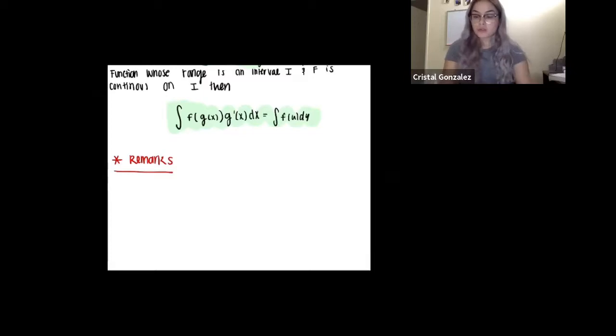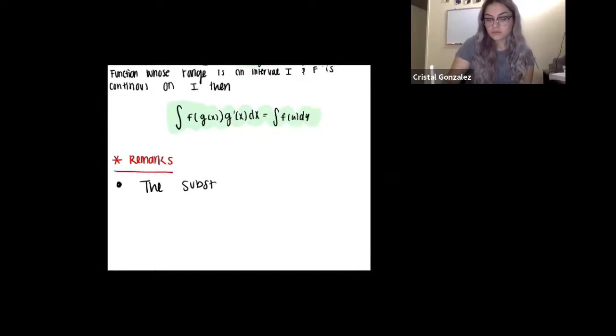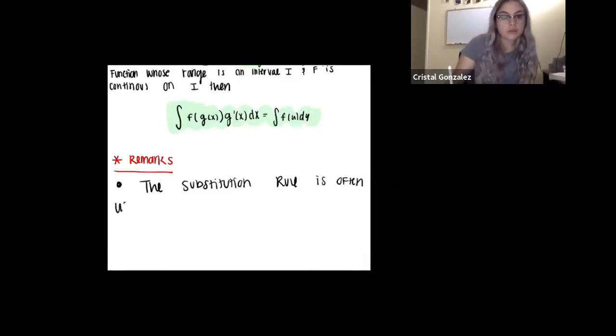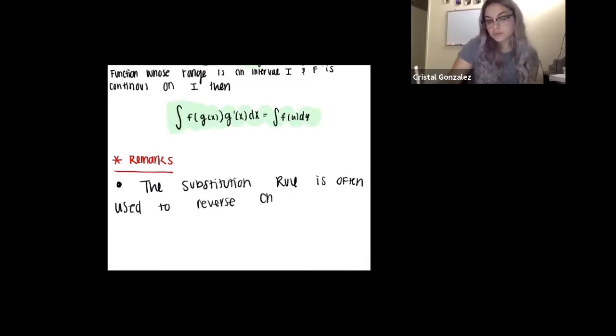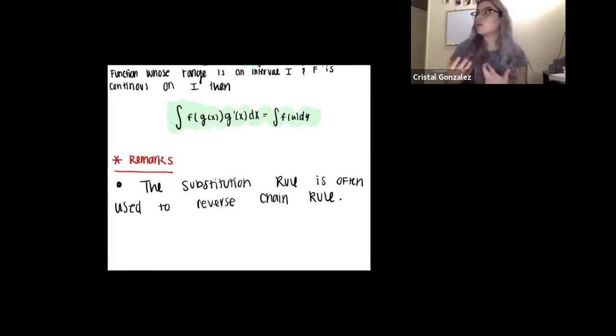So a few remarks on this. Let's lay down some remarks: the substitution rule is often used to reverse chain rule, which is the purpose of it. So remember that chain rule was a function inside a function, and when we took the derivative of a function inside a function, we applied that chain rule.